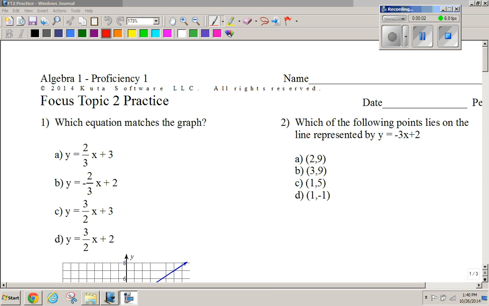Okay, for focus topic 2, a lot of this is going to deal with making sure that you can accurately put things in on your calculator, okay? So if you don't have a calculator now, go ahead and pause the video and please get one because you will need it for a lot of this.